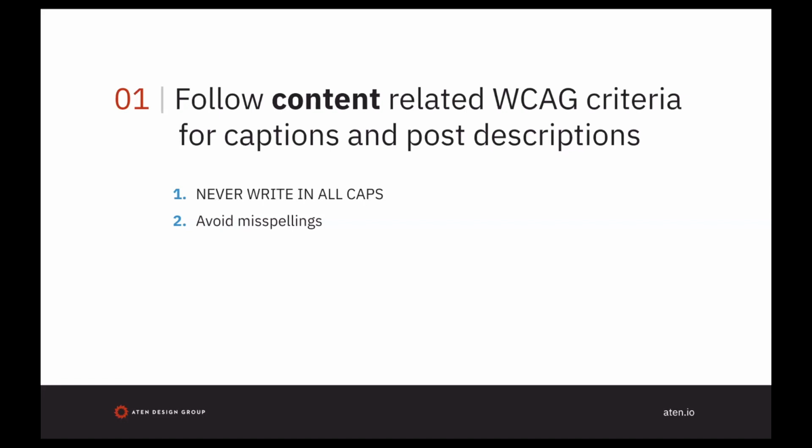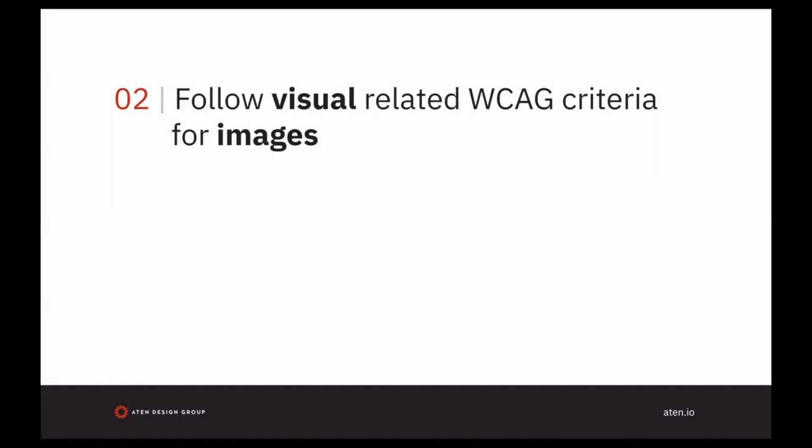However, screen readers will actually try to pronounce the word as it is written, as it is misspelled, and will not try to correct the mistake or read it letter by letter for the user to figure out. So at that point, now this user is listening to a word that they've never heard or doesn't make any sense. So make sure you're avoiding those misspellings. Next, we want to make sure that we follow visual related WCAG criteria for all images.